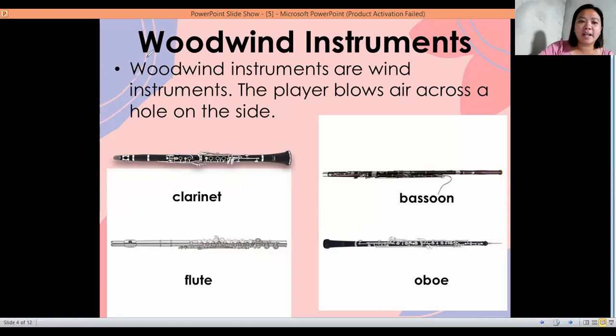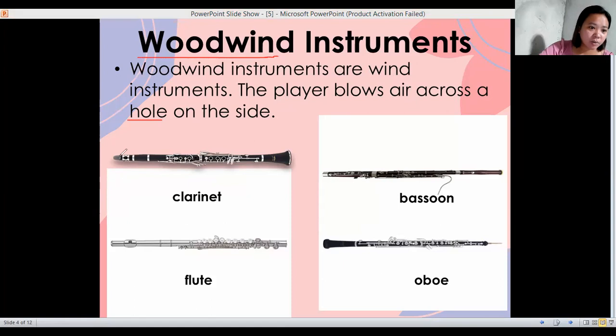For our next one, we have the wind also, woodwind this time. Woodwind instruments are wind instruments. And where do the players blow? Air across a hole on the side. So they blow air across the side. Okay po? So this is the hole.